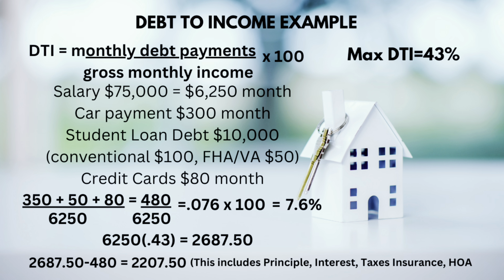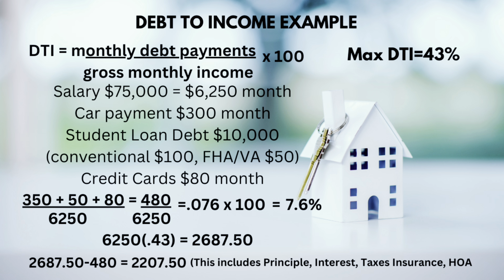Let's say you have a salary of $75,000. You're going to divide that by 12 to get your gross monthly income, which will be $6,250 a month. Now let's say your car payment is $300 a month. So put that down on your debt list. So we're going to add up all of your debts.